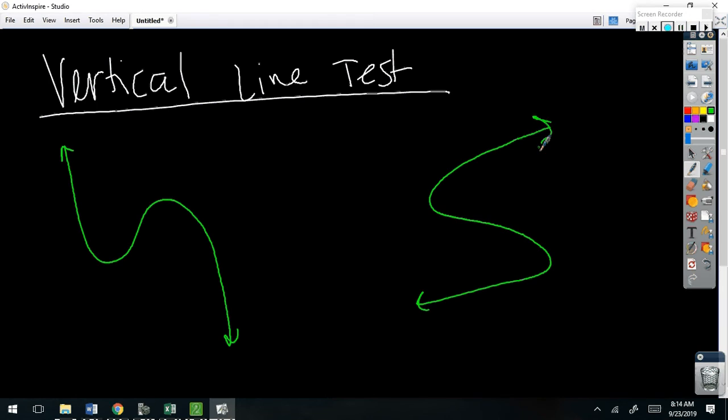Vertical line test says if you take a vertical line anywhere on that graph and it intersects more than once, then it fails. So if you took your pencil and you run across, if it ever touches more than one time, it fails, okay? This one passes. Are you kidding me? I was helping my nephew in 9th grade in Algebra 1 with this last weekend. Y'all never saw this?